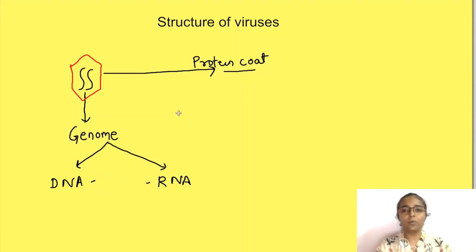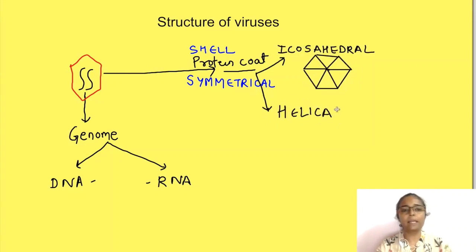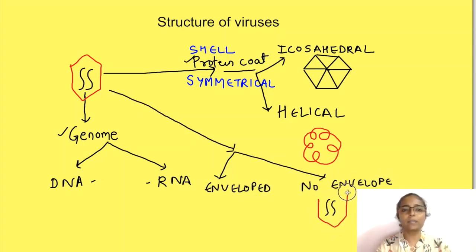The protein coat, that is the capsid, is basically proteins which are arranged in a symmetrical manner and form a protective shell for the nucleic acid. The symmetry may be either icosahedral, that is, has 20 triangular faces, or it may be helical. So, all viruses have a genome and a protein coat. Now, some viruses may be enveloped, while some may not be enveloped and have only this protein coat. These are known as naked viruses.